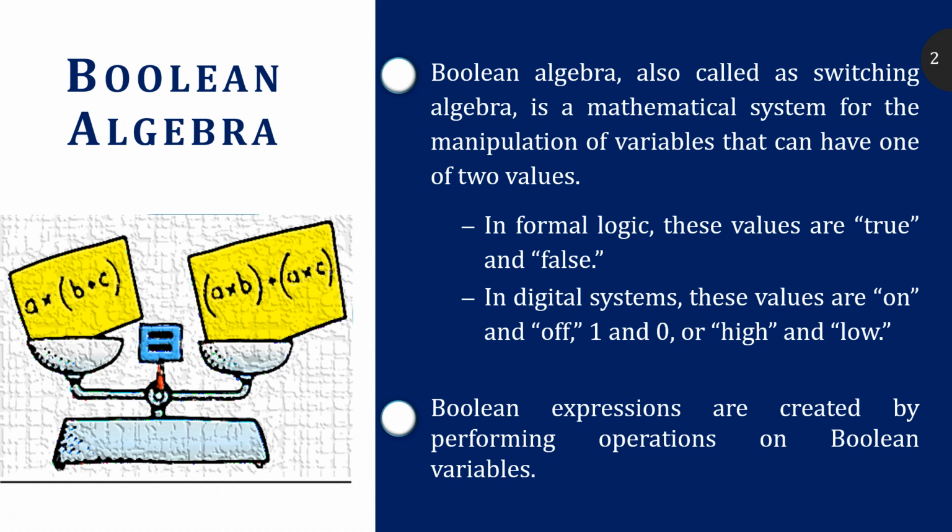Okay, so it is named after its inventor George Boole, who is thought to be one of the founders of computer science. So in Boolean algebra, variables and functions take on one of two values, either 0 or 1, or on or off. Okay, the Boolean expressions are created by performing operations on these Boolean variables.